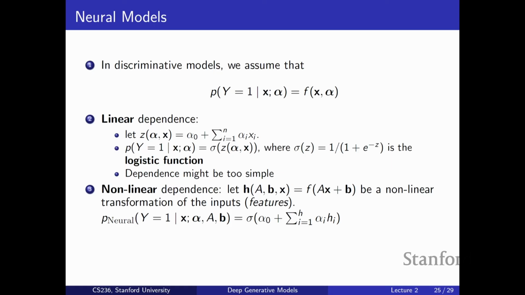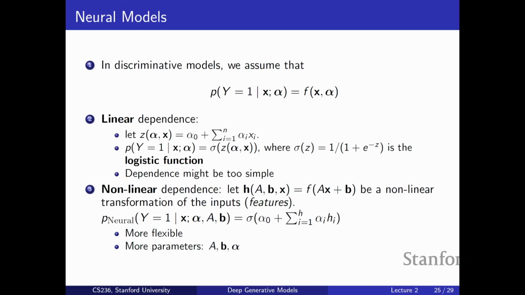And if you think about the shape of that function of how y depends on x, now I have two more parameters. I have this matrix A and this vector of biases B, and I can use these to change the shape of the function. I can get more complicated relationships between y and x.